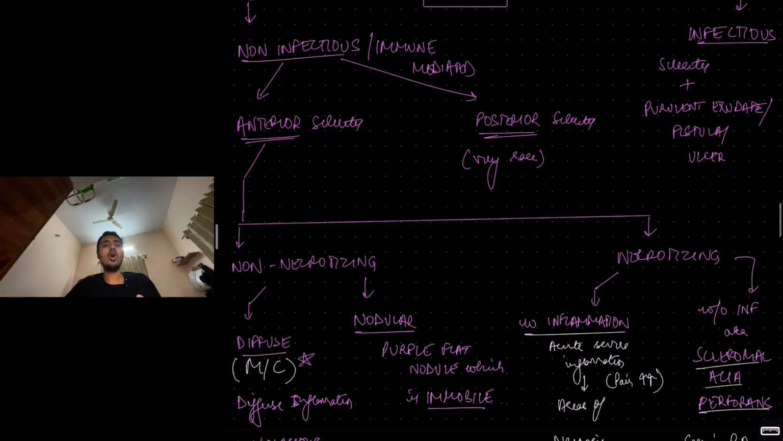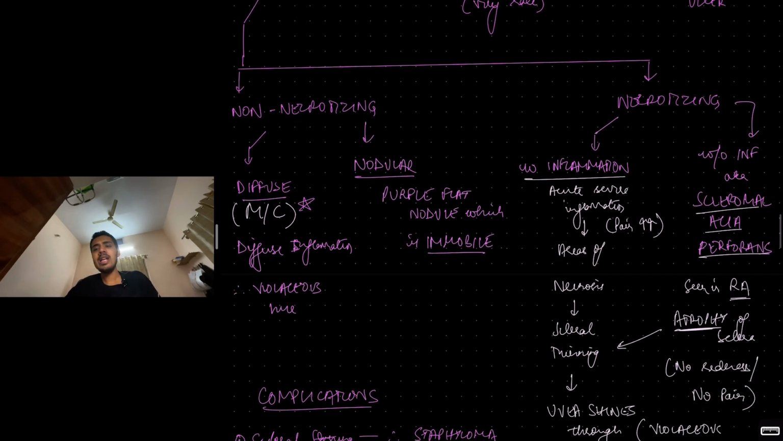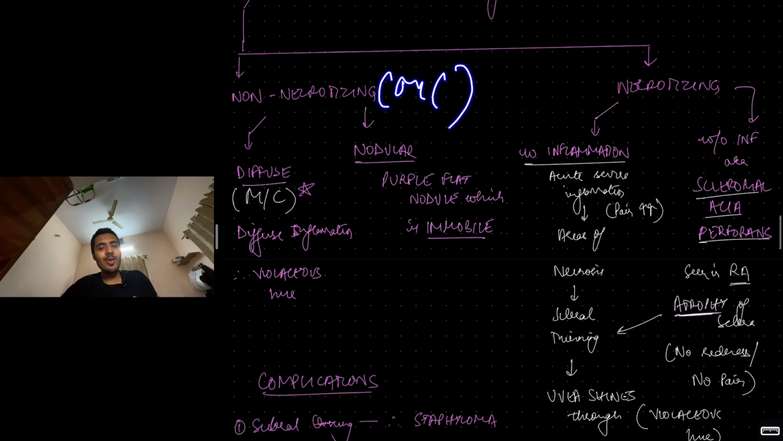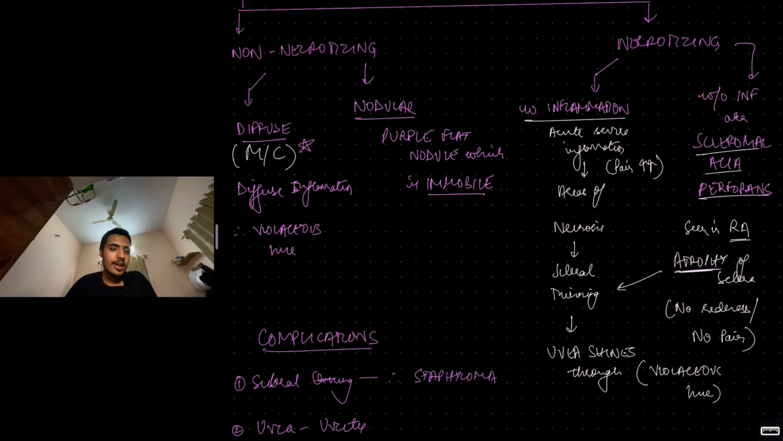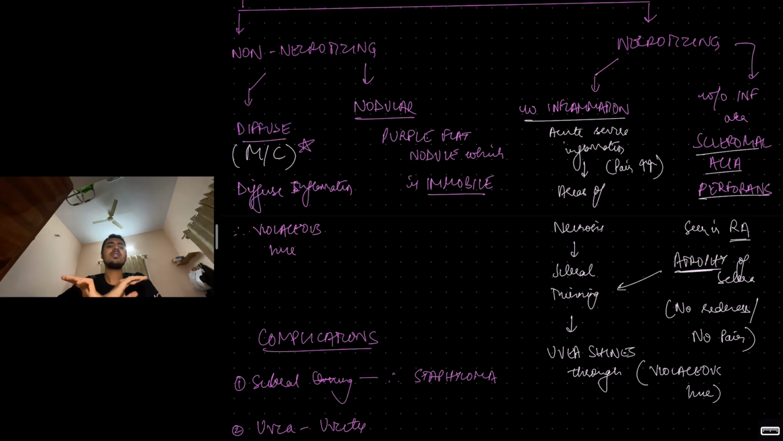Whereas non-infectious or immune-mediated scleritis can be anterior or posterior. Posterior scleritis is very, very rare. Anterior scleritis can be further classified into non-necrotizing and necrotizing. Non-necrotizing is more common. Non-necrotizing can be further classified into diffuse and nodular. Just like episcleritis, here you have diffuse non-necrotizing anterior scleritis and nodular non-necrotizing anterior scleritis. Now, diffuse is the most common type of scleritis. Diffuse non-necrotizing scleritis is the most common type.